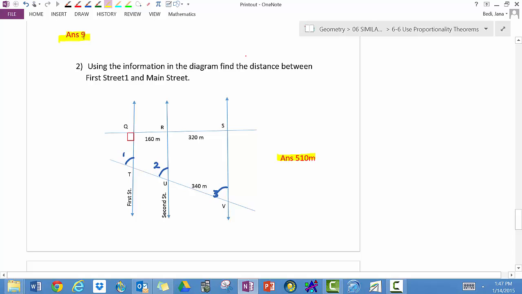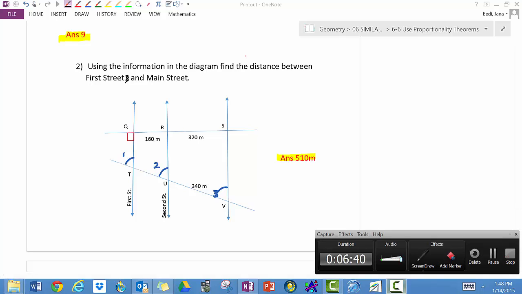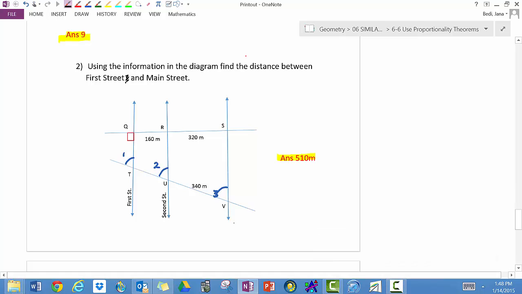So here's again, it says you need to find the distance between First Street and Main Street. I don't know why there is a 1 here. First Street and Main Street. Where is Main Street? Let me just check that. Okay, this is Main Street.